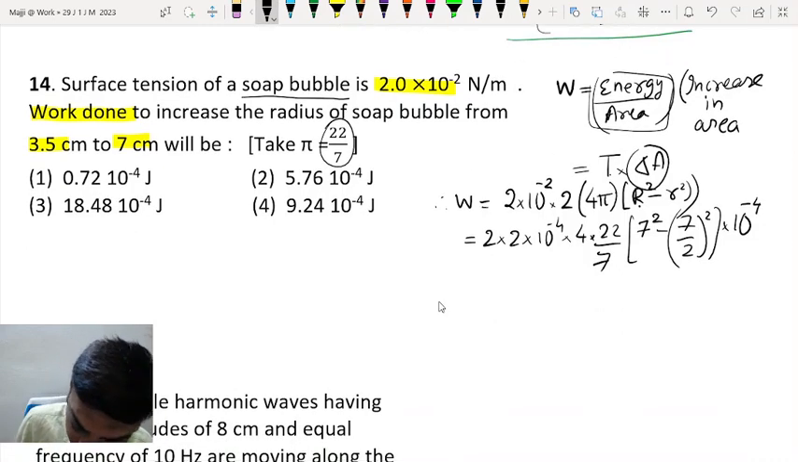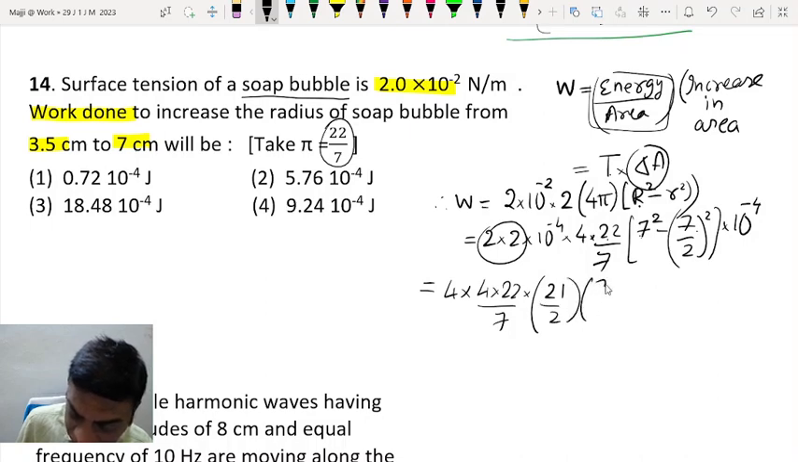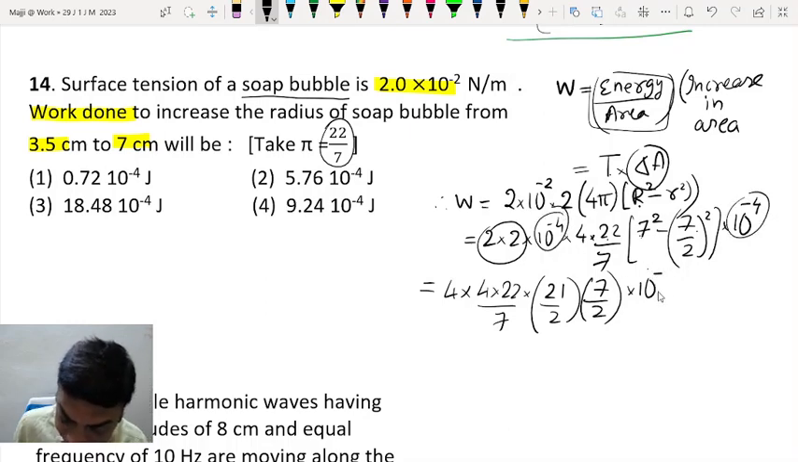Then here we have 2 to the 4. This is already 4 to 22 by 7. Now applying the formula a square minus b square is equal to a minus b into a plus b. So 7 plus 7 by 2 is 21 by 2. 7 minus 7 by 2 is 7 by 2, into 10 to the power minus 4 and minus 4. This is minus 2, I'm sorry, 10 power minus 2. So this will be 10 power minus 6.